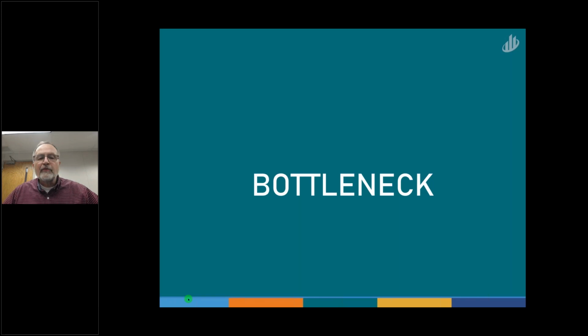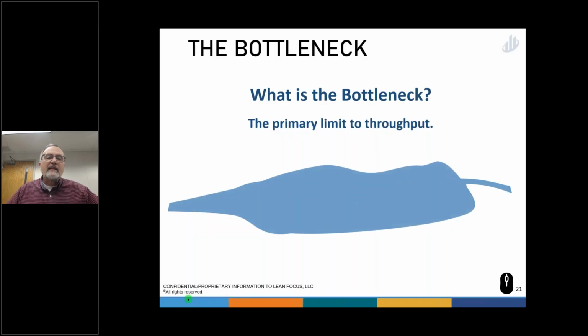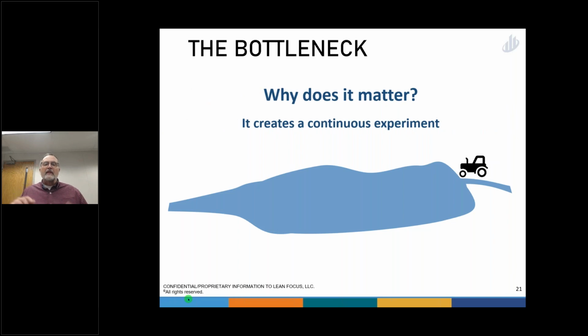Now, I need to diverge for a moment and talk to you about one of the most brilliant concepts that I learned through project management, called the bottleneck constraint. And what is the bottleneck? It's the primary limit to throughput. Well, let me explain what I mean by that. Let's say that you're a farmer and you have 100 acres of a flooded field. Where are you going to take your tractor and dig it out?